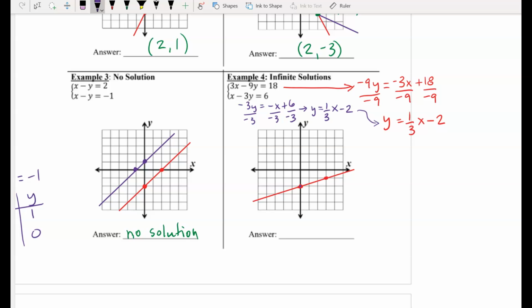So if I graph this, it's going to have a y-intercept at -2 and a slope of 1/3, and ends up being the same line. They share all the points on the line. So that means we have infinitely many solutions.